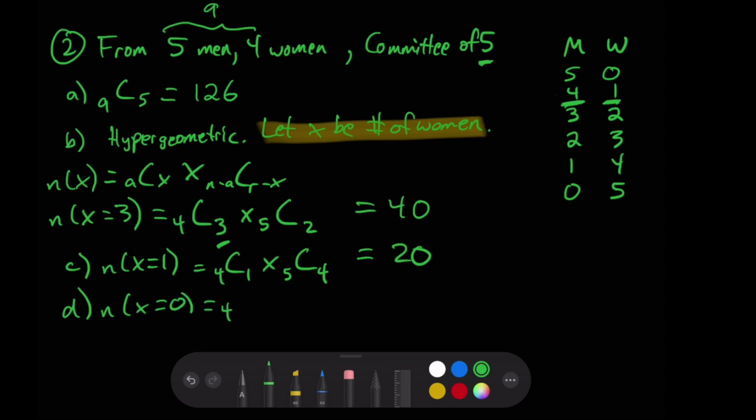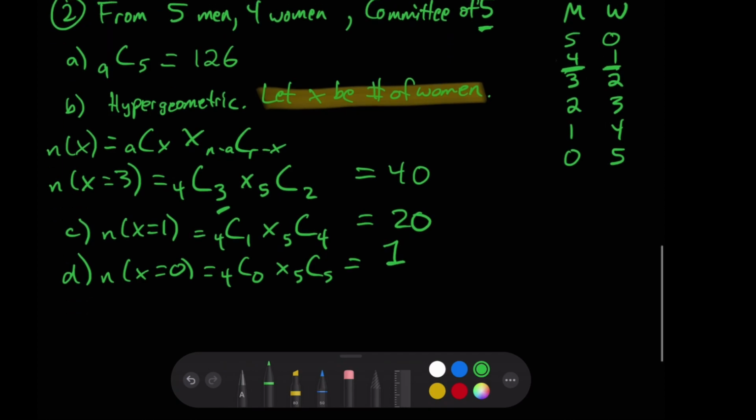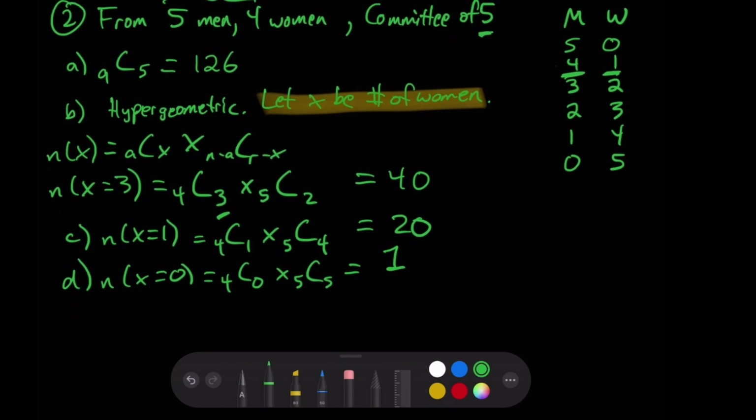So 4 women to choose from, we're choosing 0, times 5 men to choose from, we're choosing 5. 4 choose 0. How many ways are there to choose 0 items from 4? There's just one way. So 1 times 5 choose 5. 5 choose 5 is also 1. So there's only one way to choose them because we don't care about the order. We just choose Adam, Billy, Carl, Dave, and Evan. And it doesn't matter what order they're in. They're still the same committee.